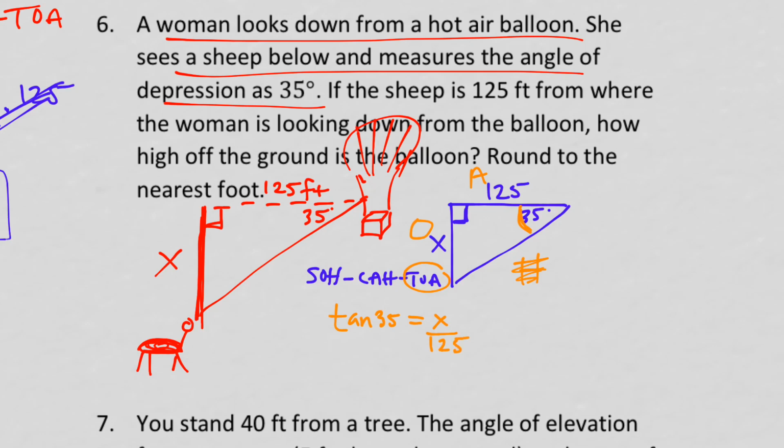And so I have my equation. Now I can solve this equation by multiplying both sides by 125. And then at this point again, it's the job of the calculator. So x equals approximately 88 feet.